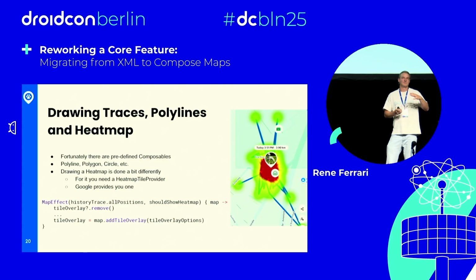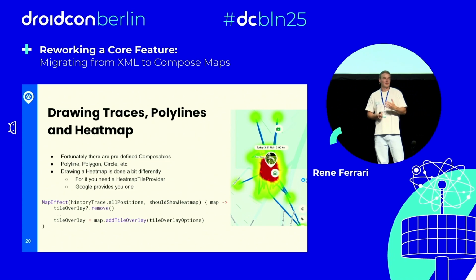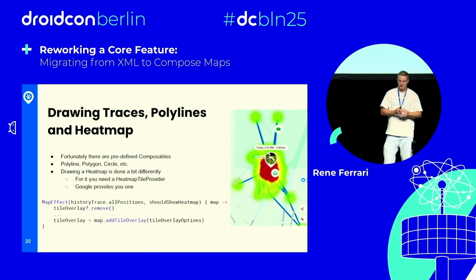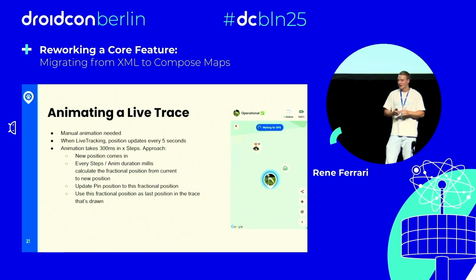You just add a tile overlay on the map, like you did before with the old Google Map. And like I mentioned before, with the map effect, you can access the internal Google Map, and there you just add the tile overlay, and that's pretty much how you can solve the heat map.